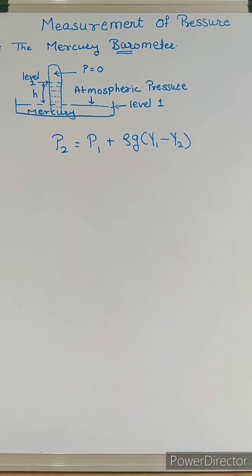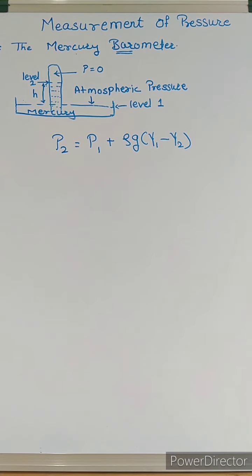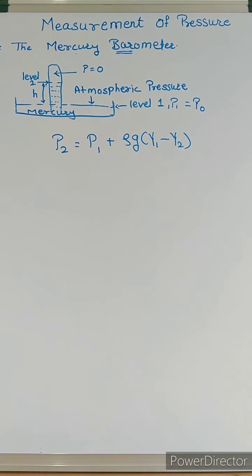We have studied in our last video that level 1 is denoted by y1, and the pressure exerted on level 1 is given by P1. Now in this case it is atmospheric pressure, therefore it is denoted by P naught. Level 2 is this level, so at level 2 the pressure exerted is given by P2, which is the absolute pressure. For this case that value is 0.